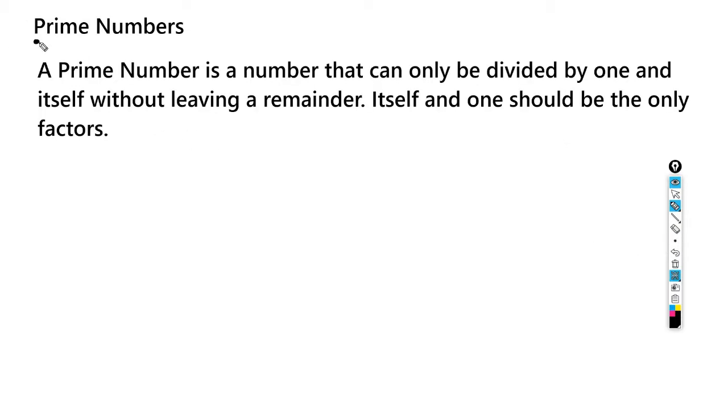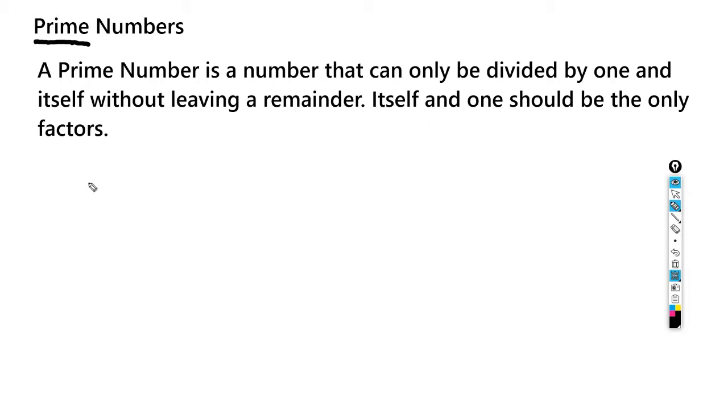All right, guys, great. So let's look at prime numbers. A prime number is a number that can only be divided by 1 and itself without leaving a remainder. Itself and 1 should be the only factors. There are many numbers like this.